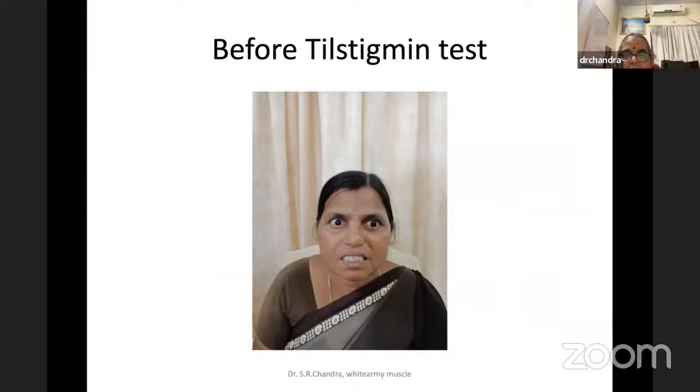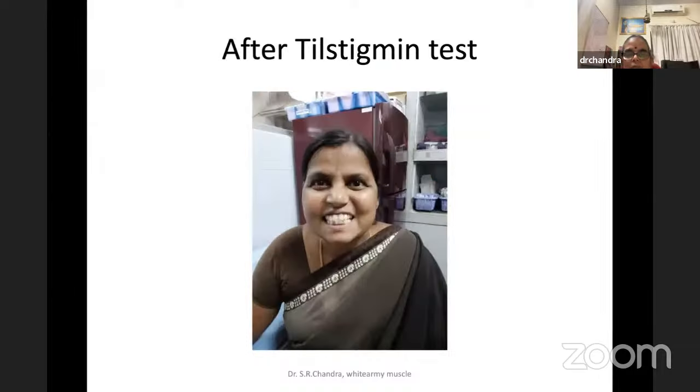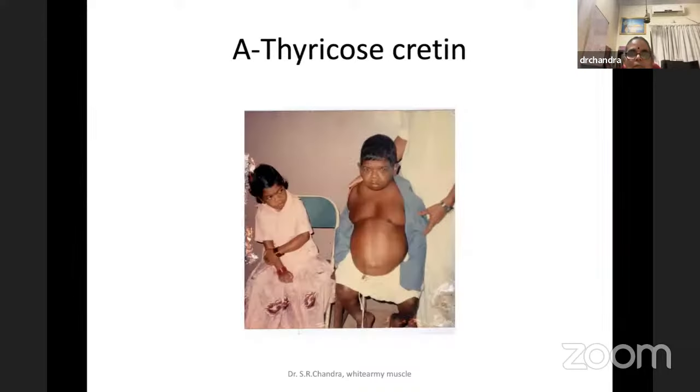This is a patient with myasthenia. You can see the expressionless face. And after neostigmine, her expressions have improved like anything. And this is a cretin, with deep semilunar paraspinal muscle hypertrophy, muscle weakness and all systemic features of cretinism. That is a brother and sister with athyrotic cretinism.